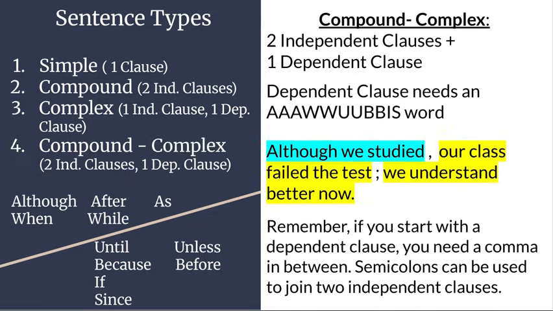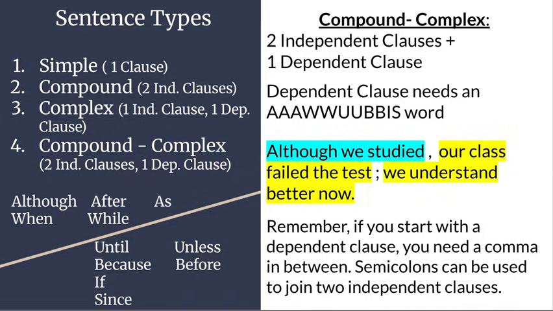Okay, compound complex. You've got two independent clauses this time and a dependent clause. So this sentence contains 3 clauses. Your dependent clauses still need an AWOBIS word. And this is where this starts to get a little tricky because your dependent clause can start the sentence like I have here in the example.